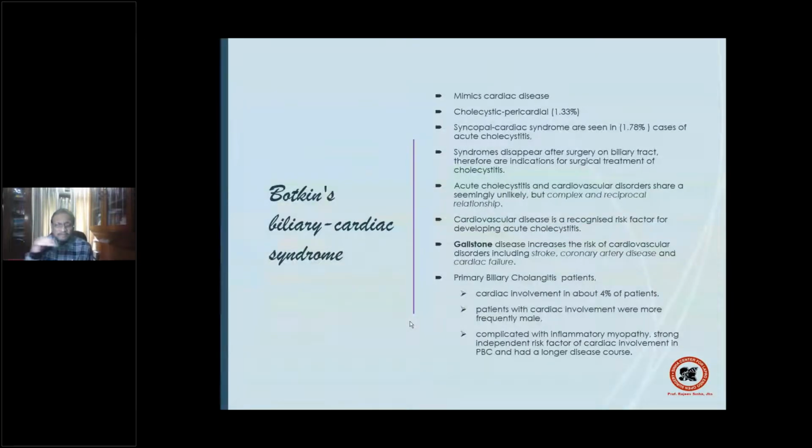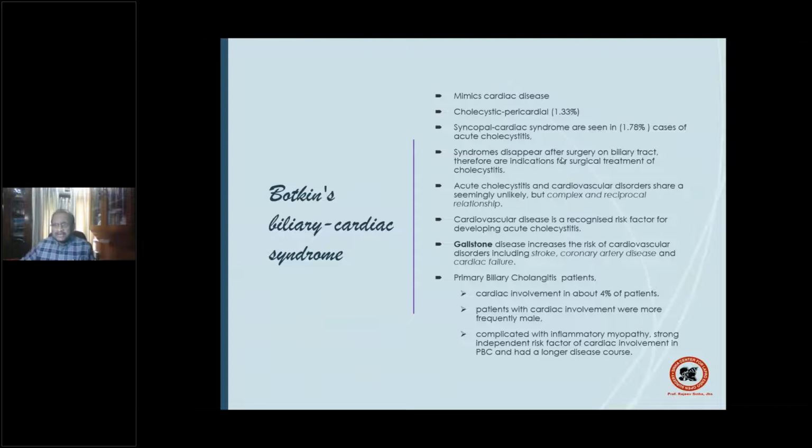Then the Watkins biliary cardiac syndrome. This is basically a syndrome which mimics a cardiac disease. That's why it needs mention. This is a cholecystic pericardial manifestation. So these patients have got syncopal cardiac attacks, seen in 1.78% of acute cholecystitis, which disappear after surgery on the biliary tract. So therefore, there is a relation between the cardiac and the biliary system. And that is the reason why this forms an indication for cholecystectomy.